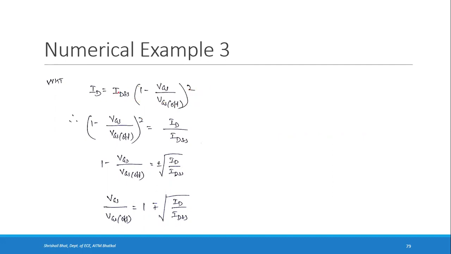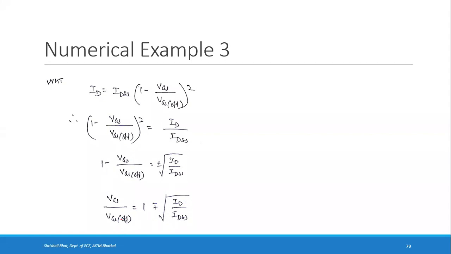If I take IDSS to the LHS, it will become ID divided by IDSS. So ID divided by IDSS will be equal to 1 minus VGS by VGS off, the whole square. If I take the square root on both sides, you'll get 1 minus VGS by VGS off is equal to plus or minus square root of ID divided by IDSS. Now, if I take this to the other side, the plus or minus will become minus or plus. So VGS by VGS off is equal to 1 minus or plus square root of ID divided by IDSS.